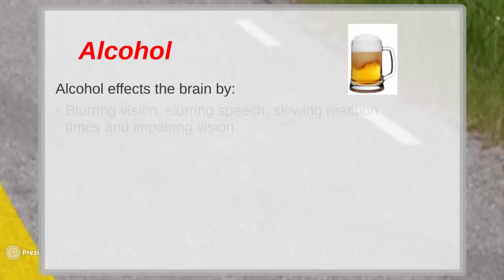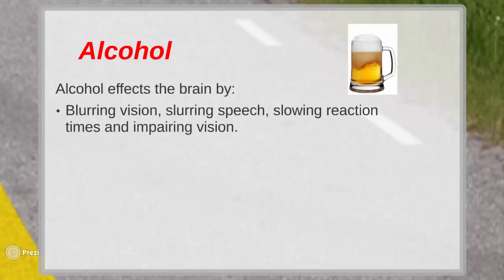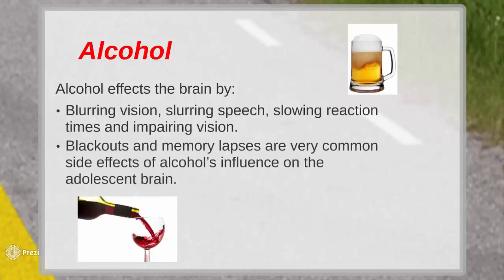Alcohol. Alcohol has many negative side effects on the teenage brain. These side effects include blurred vision, slurred speech, slowed reaction times, and impaired vision. Blackouts and memory lapses are also very common side effects of alcoholic influence on the adolescent brain.